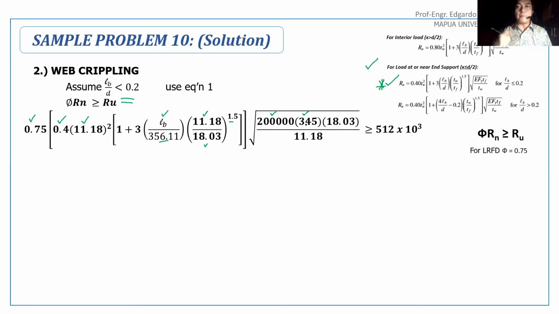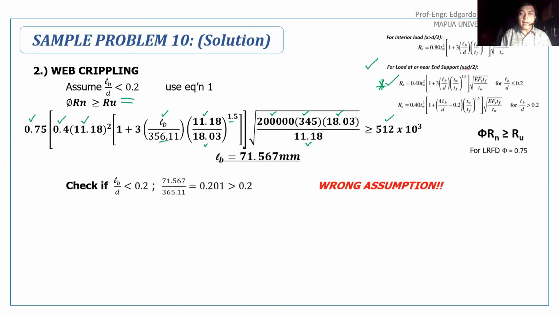And web crippling, yung web dito is part of the beam. Kaya Fy to ng beam, 345, times thickness of the flange, 18, divided by thickness of the web, 11. Tapos equate mo siya sa RU, yung calculated ultimate load natin. So from this quite long equation, we could solve for L sub B. So ang L sub B natin na nakuha is 71.56.